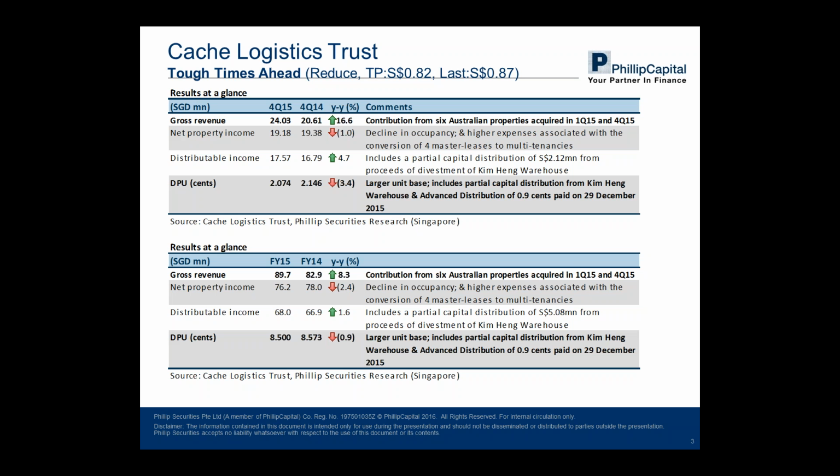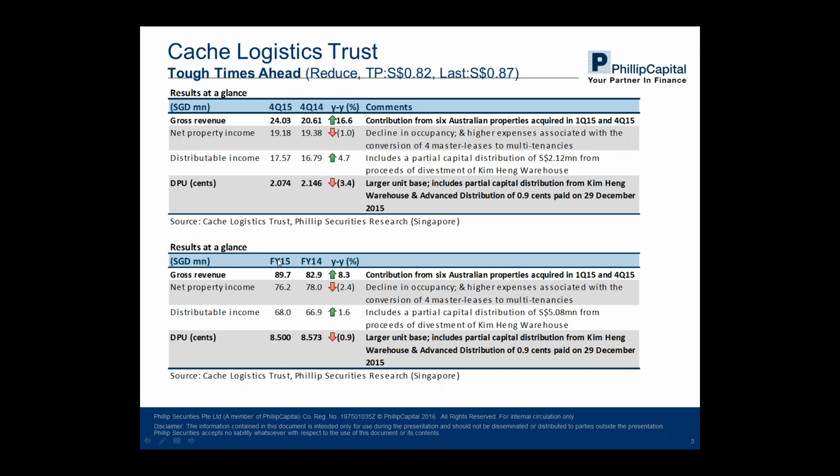So for fourth quarter, the DPU was down 3.4% year-on-year. This was due to the larger unit base. If you recall, in the fourth quarter last year, they did a placement and they raised 100 million. DPU in the fourth quarter of 2.074 cents includes a partial capital distribution from Kim Heng as well as the advance distribution of 0.9 cents that was paid on 29 December. This advance distribution was the share of returns that was due to the original unit holders before the placement.